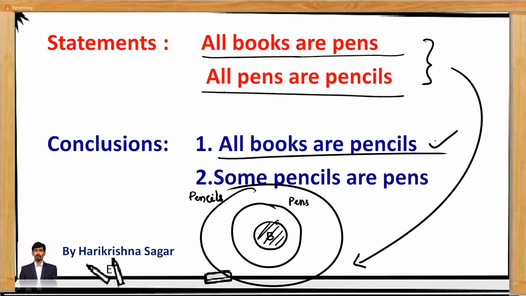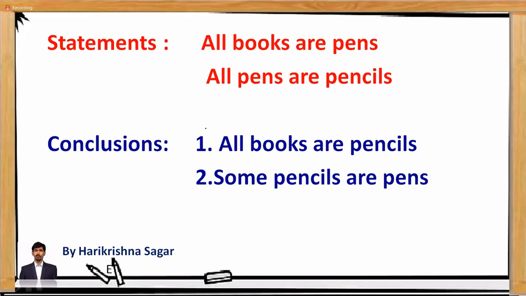Second conclusion: some pencils are pens. You can just observe what the pens region is. This is the pens region. As per the data, some of these pencils are going to be pens. Yes, that's also a true statement. All these are pencils, so some of these pencils act like pens also. So some of the pencils are pens is also going to be a true conclusion.